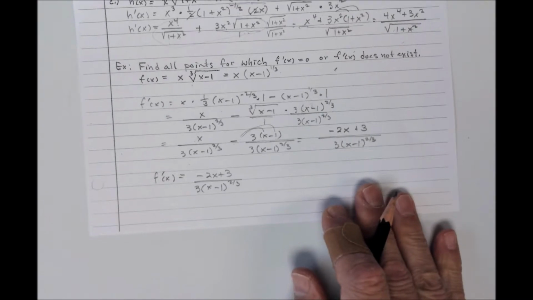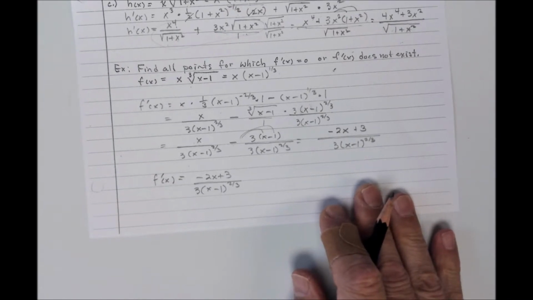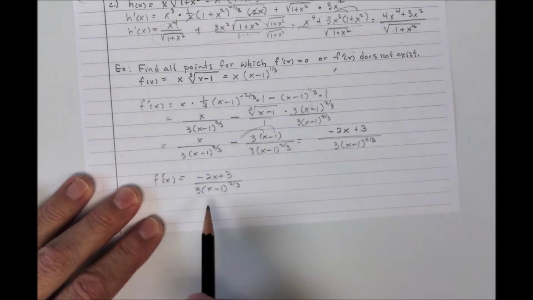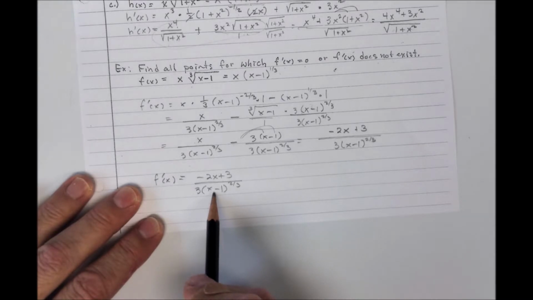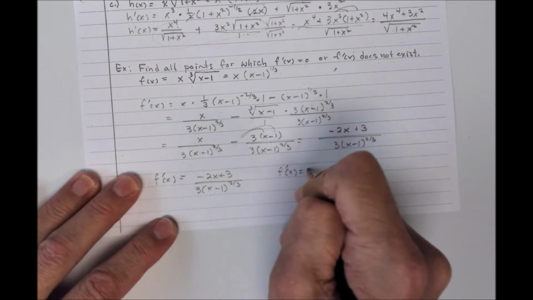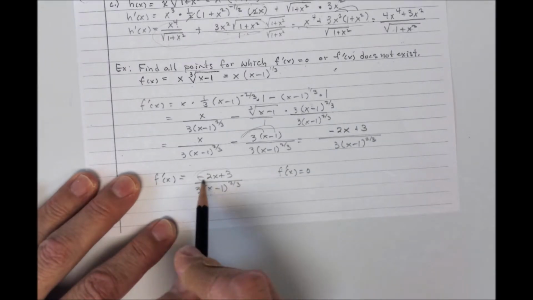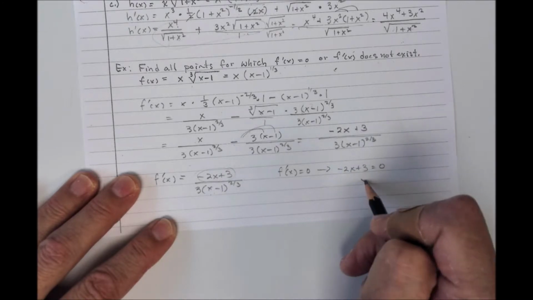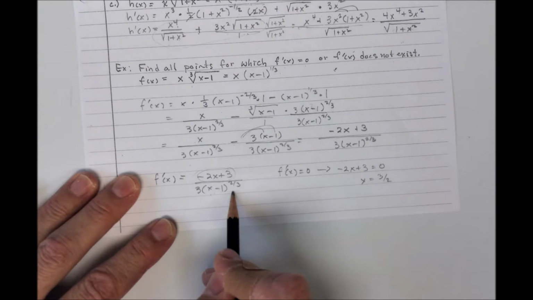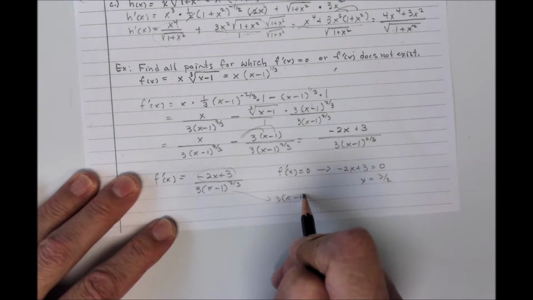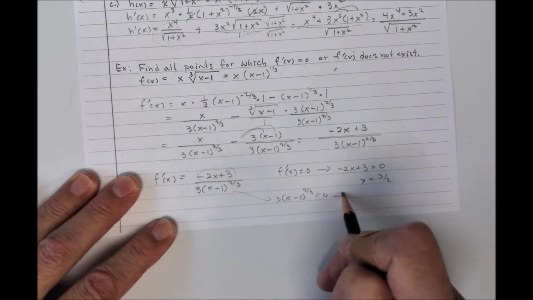All right, now I'm not done, but I'm really close to being done because I have to find when f prime of x is equal to 0 or when it doesn't exist. As you can see, it doesn't exist when x is 1, right? Because you get 0 in the denominator. And f prime of x is equal to 0 when you have a fraction, when the numerator is equal to 0. When negative 2x plus 3 equals 0, or when x equals 3/2. And of course it's undefined when 3 times x minus 1 to the 2/3 is equal to 0, which means this is at x equals 1.